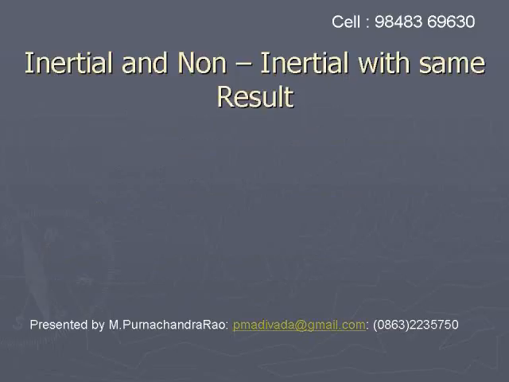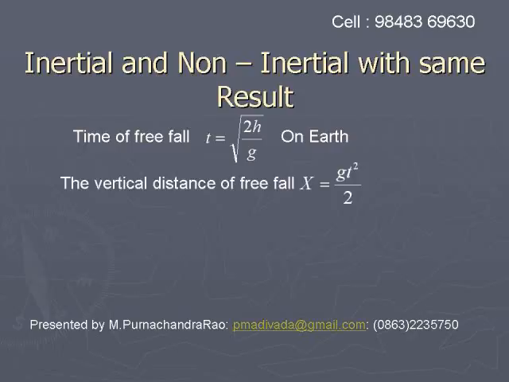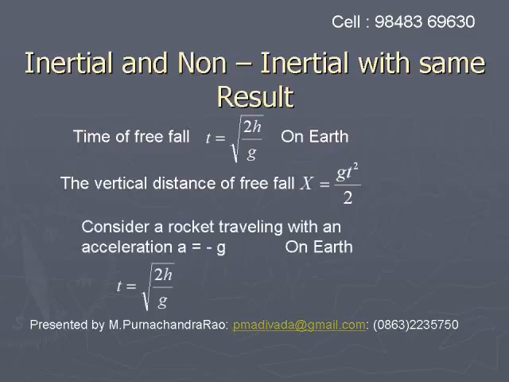Inertial and non-inertial frames with the same result. Consider the time of free fall. The relation for time of free fall on earth is t equals square root of 2h by g. Or the vertical distance of free fall x equals half g t squared. On earth, the free fall distance in time t is given by half g t squared.